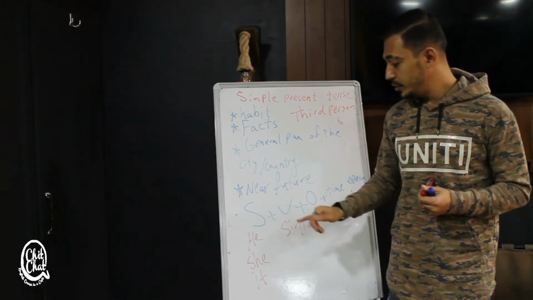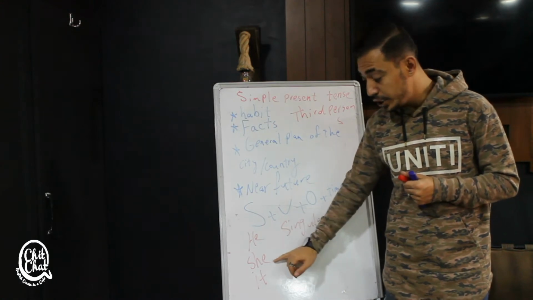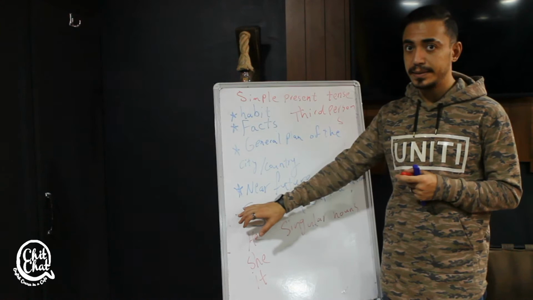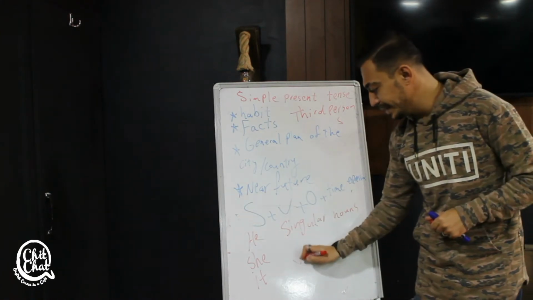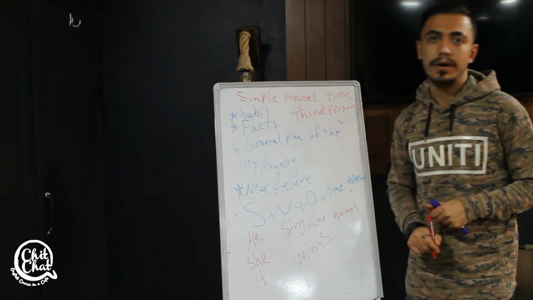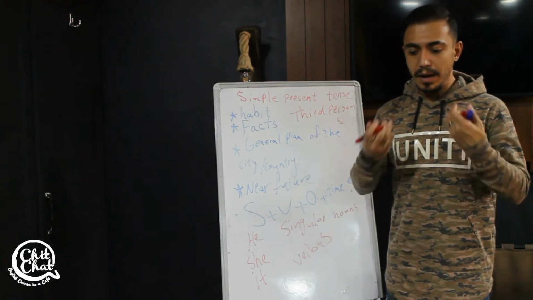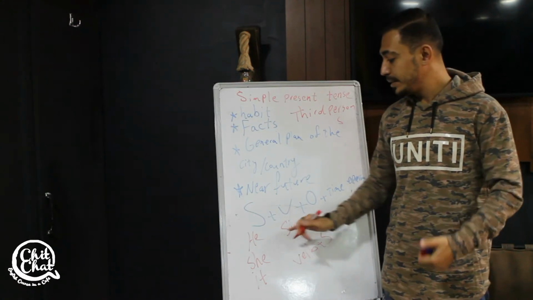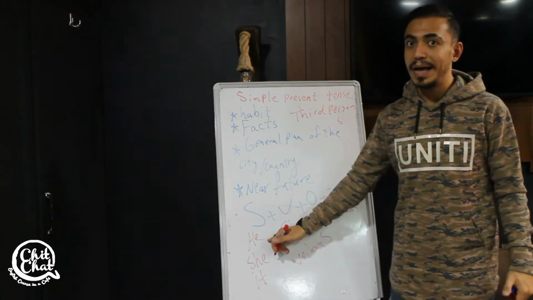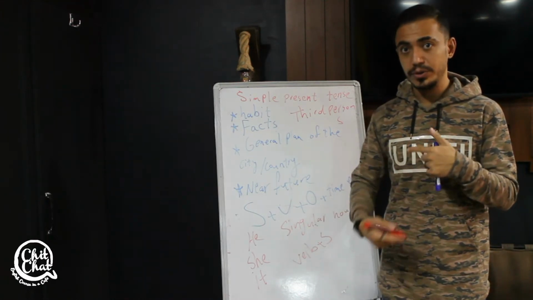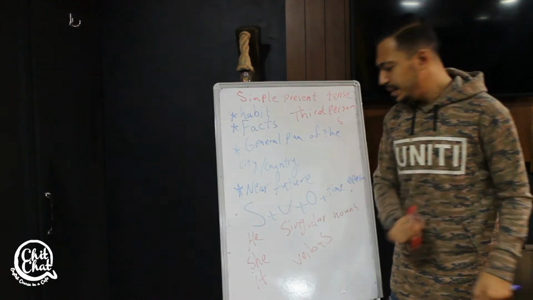So, if you want to use he, she, it, or a singular noun as the subject of our sentence, you should add one S to the verb. For example, I said, I go to English class every day. If my subject is he, we should add S to the verb. So we should say, he goes to English class every day. Let me tell you something.